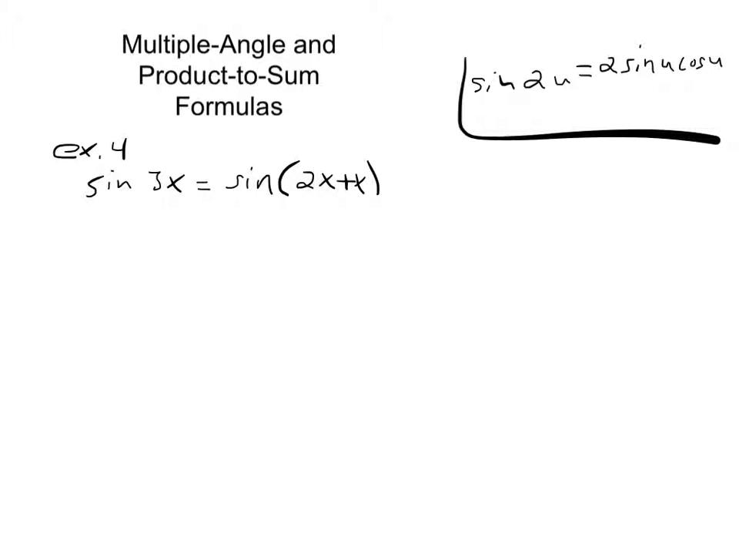How do I find the sine of 3x using a multiple angle formula? Well, first of all, I rewrite sine of 3x as sine of 2x plus x. Now, why do I do this? Because this can now be broken down.